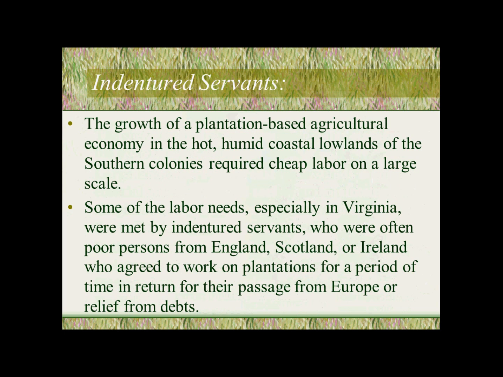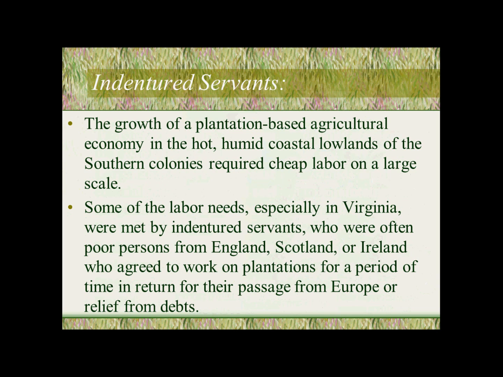Again, the plantation-based agriculture in the hot, humid coastal lowlands of the southern colonies required cheap labor on a large scale. We need a lot of workers, right? And there are not enough gentlemen here to do it. I don't think they're going to do it anyway. So we said the natives often were affected by disease and pushed off the land, so they're going to have to get a workforce from somewhere else. One is indentured servants. We already talked about that too. You can work for a few years and pay off your debt, and those were poor people, particularly from England, Scotland, or Ireland. Some of them were actually the first Africans when they arrived; they were indentured servants, and they were freed, and they eventually had their own land.